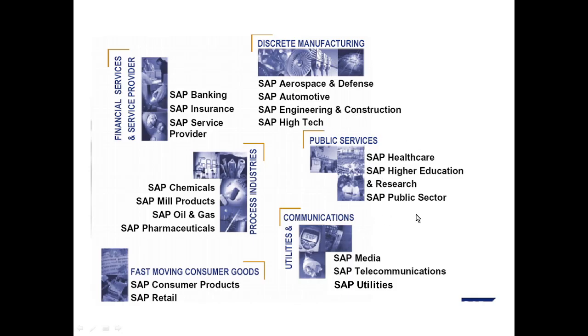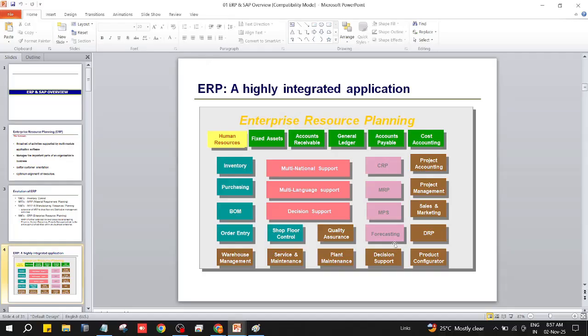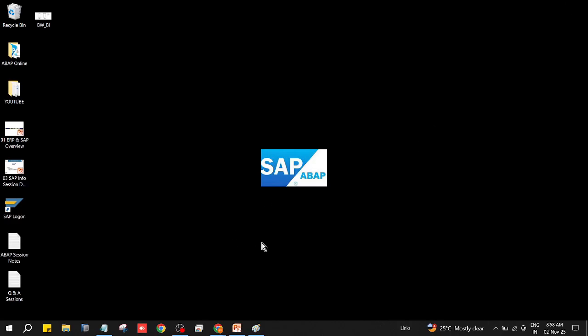Public services: IS Healthcare, IS Higher Education and Research, IS Public Sector. This is public sector service. Finally, communication and utilities: IS Media, IS Telecom, IS Utilities. So there are almost 24 industries above, which are broadly classified into six verticals. This completes the slideshow of the entire SAP ERP revision.